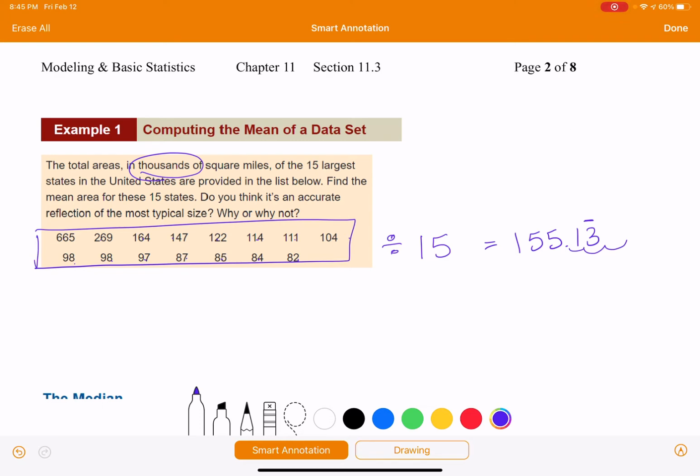But let's look at what the question is asking. Do you think it's an accurate reflection of the most typical size? Well, it's saying the most typical size is 155. There are only 3 states that are larger than that. So no, I don't think it's accurate, because only 3 states have areas larger, while the other 12 are less than that.